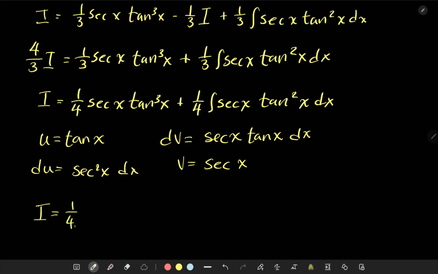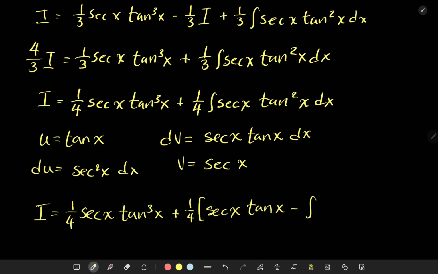So 1/4 of the secant tangent cubed plus 1/4. And now in here, I want to put my integral here. uv, secant tangent, minus the integral of the v du. So v and then du, which is going to be the integral of the secant cubed of x dx.